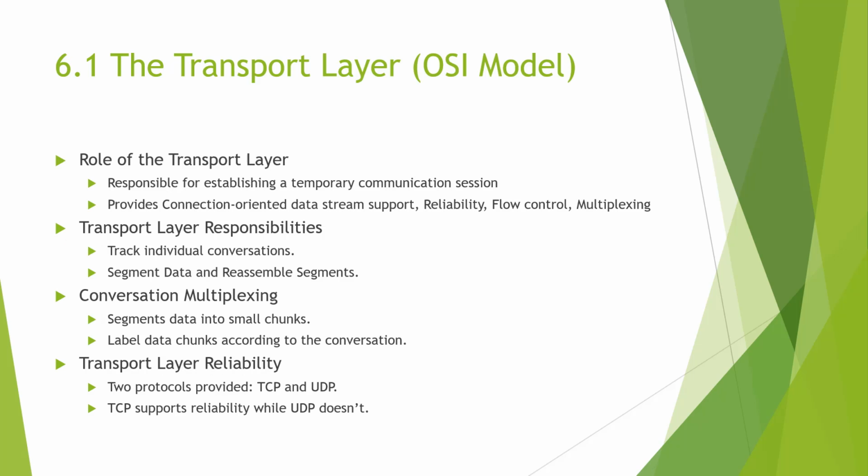So let's go ahead and talk about the transport layer. We're talking the OSI model here, so we're dealing with layer 4. The role of this layer is to establish a temporary communication session. It provides the connection-oriented data stream support. This includes things such as reliability, flow control, and multiplexing.